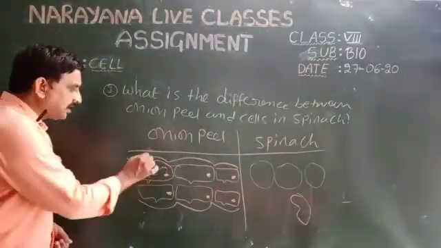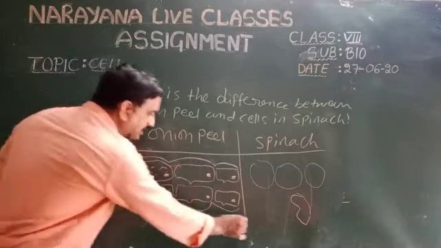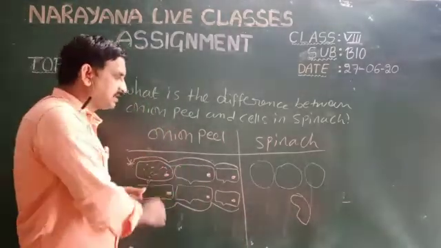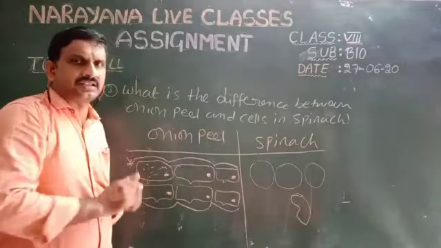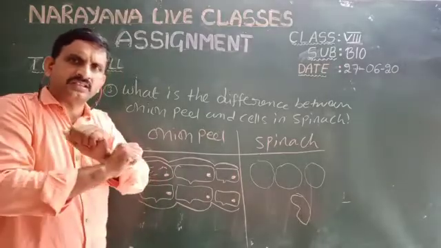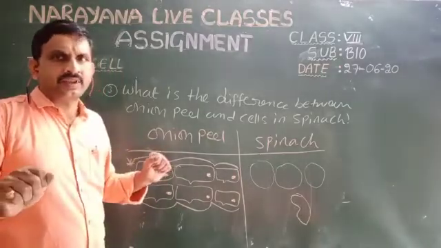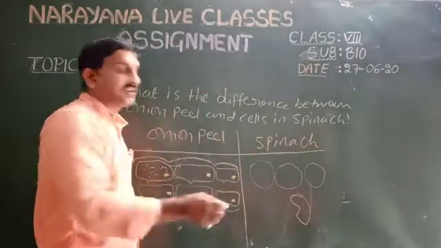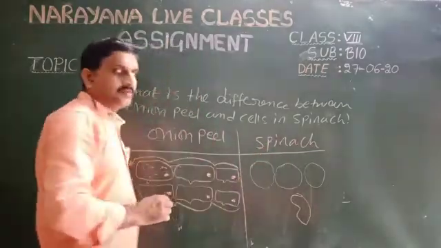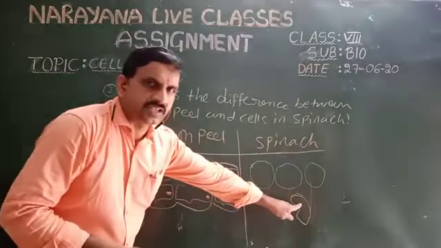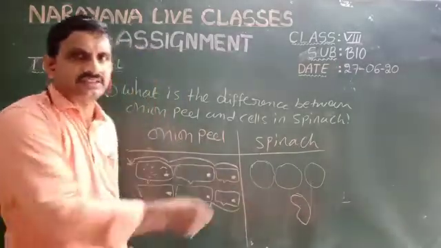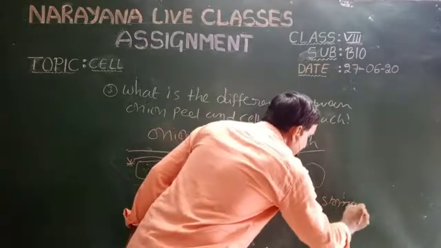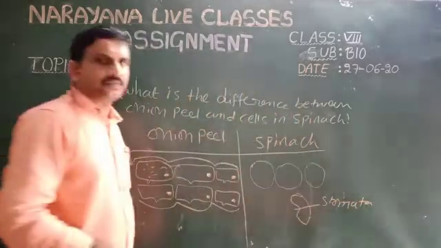Here, in the onion peel, all the cells are the same type. There is no difference. All are cylindrical or rectangular in shape. Cylindrical shape only. All the cells are the same shape. Understood? But here in spinach the cells are different. Some are round in shape, but some are bean shaped cells also. These bean shaped cells are called stomata. We call it stomata. Understood?